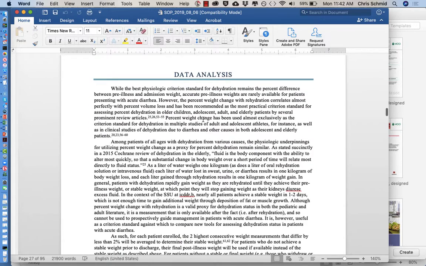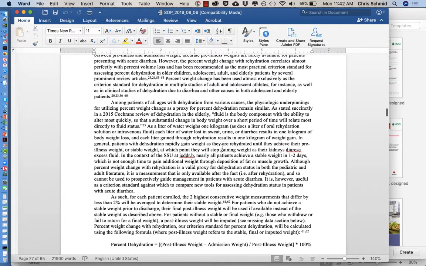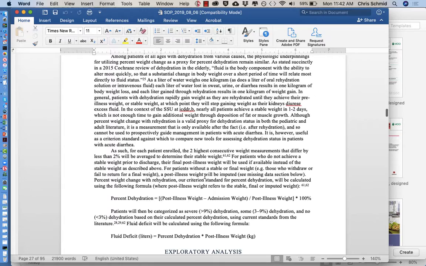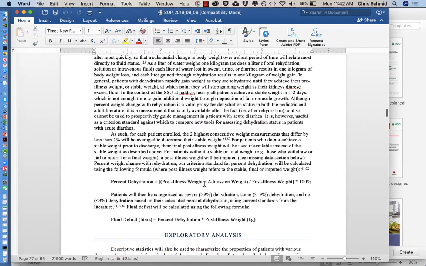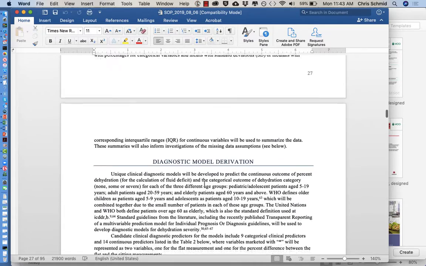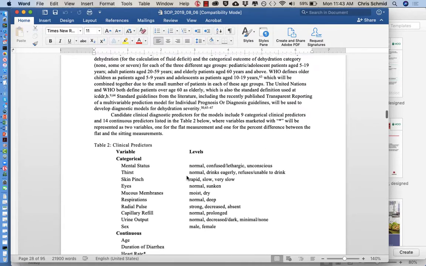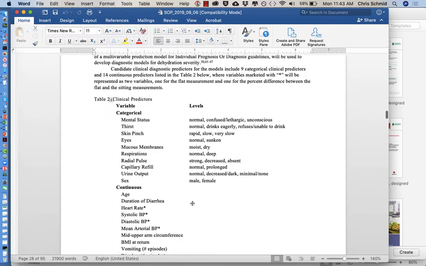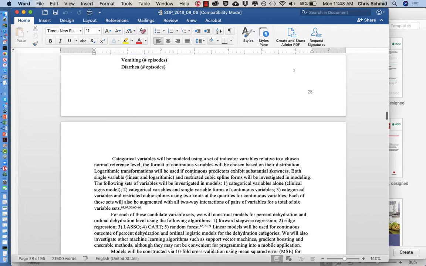Okay, then we have the data analysis section. So this is the part that I worked on. And so we're talking about how we're actually going to develop these models, some of the ways that we're going to standardize the data files. We're going to take the 2 highest consecutive weight measurements, how we're going to define the dehydration, how we're going to do exploratory analyses, how we're going to derive the models, all the different variables we're going to check, how those variables are coded, and then how we're going to analyze the data.